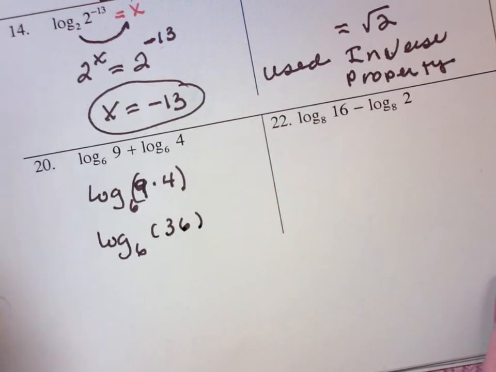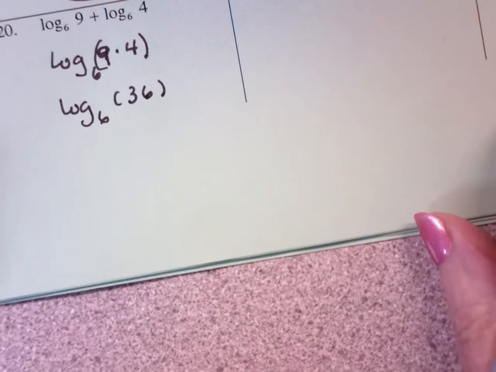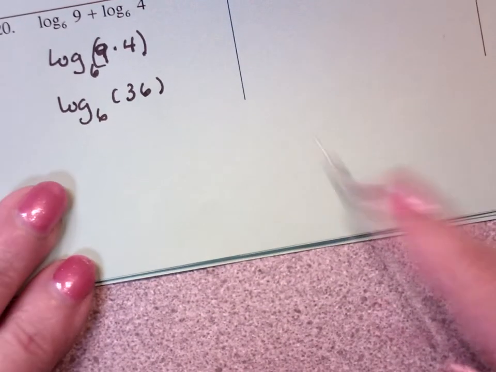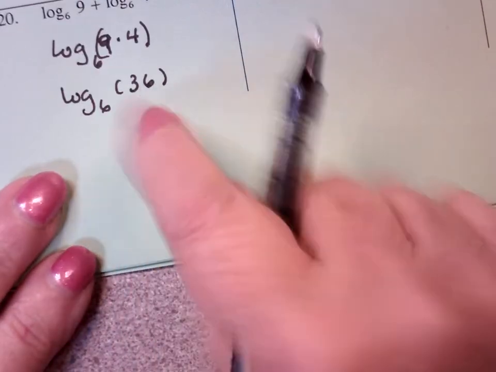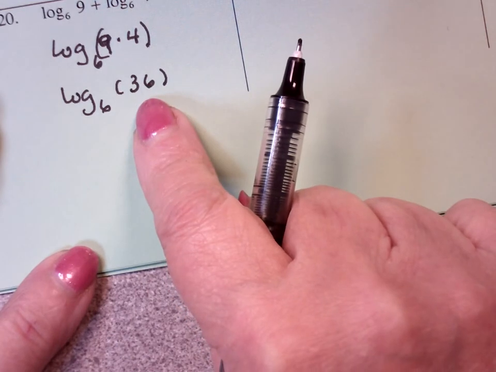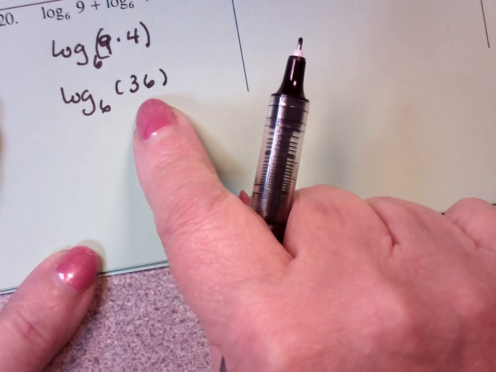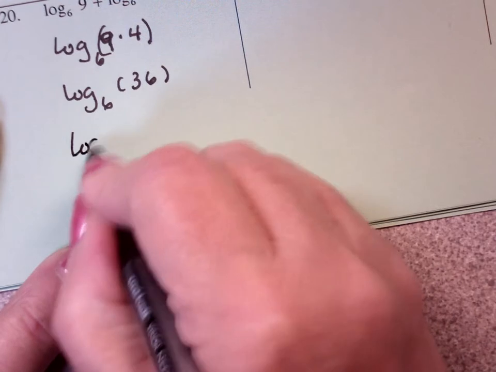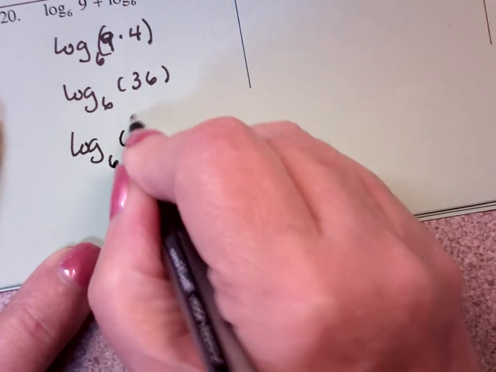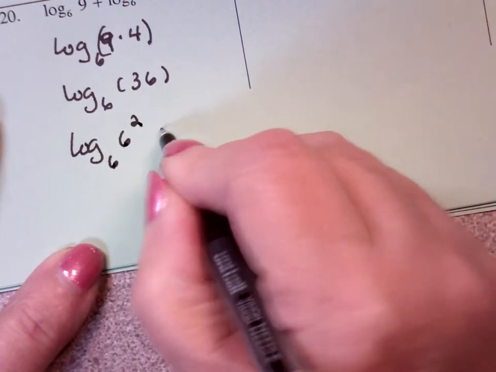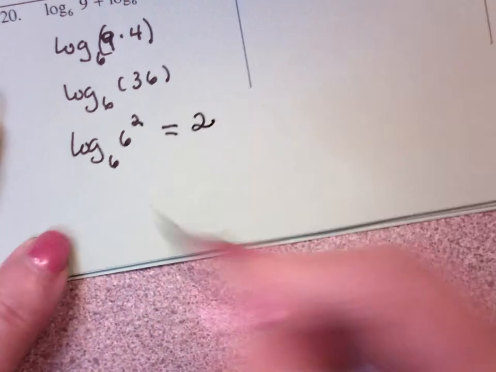Now there's a couple of ways to solve this particular problem. I could say, okay, 36 is 6 to what power? 2. So this is log base 6 of 6 squared. Using the inverse property, this is 2.